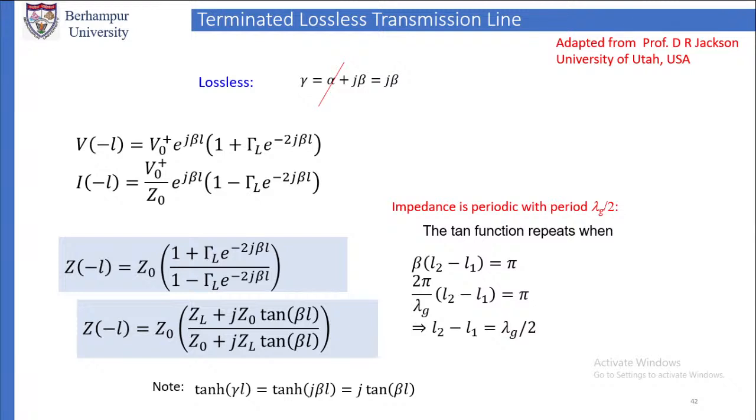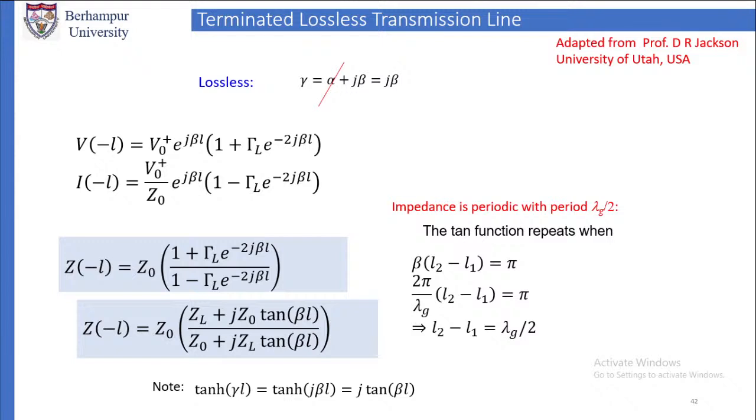Now, as in the lossy case, for capital gamma subscript L we can use ZL minus Z0 by ZL plus Z0 for the reflection coefficient. Then the impedance will be Z0 whole into ZL plus jZ0 tan beta L by Z0 plus jZL tan beta L.